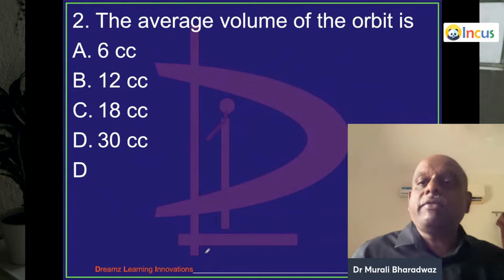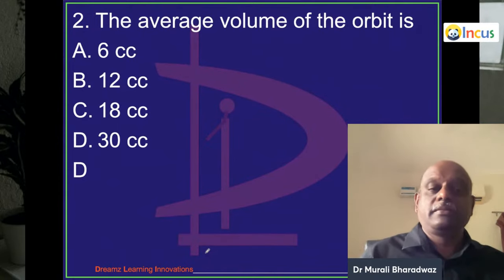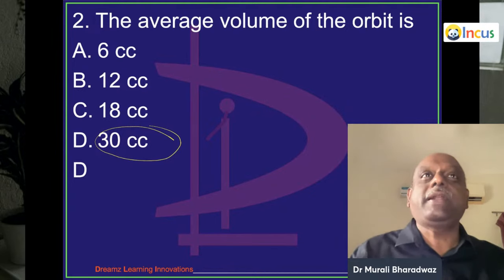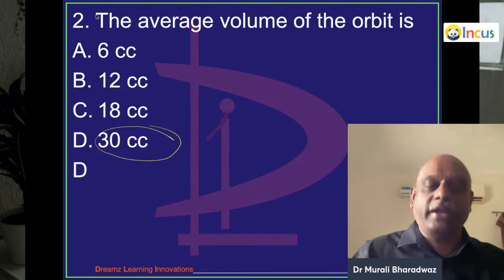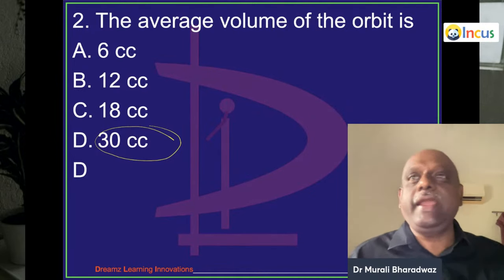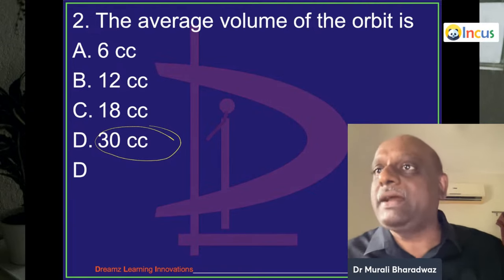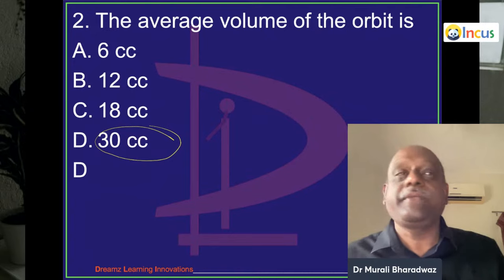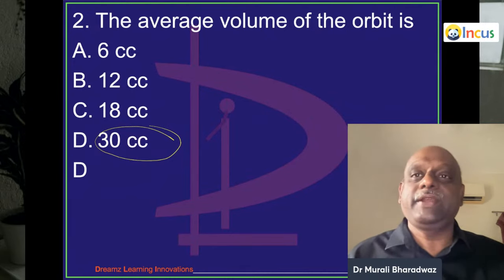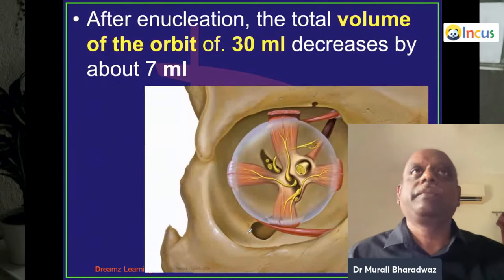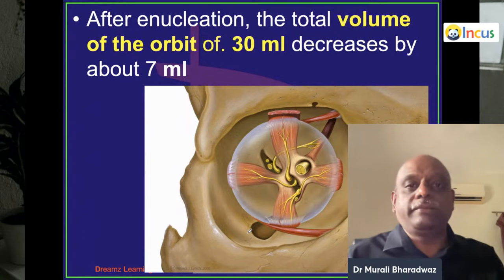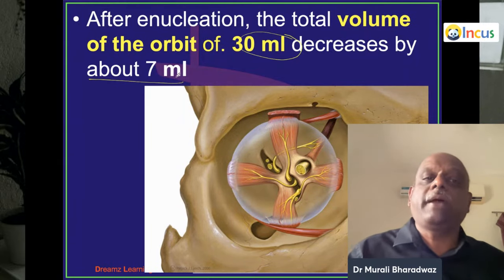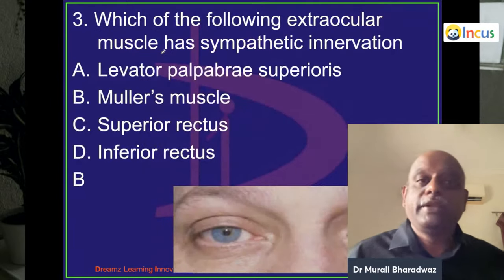Now, what is the average volume of the orbit? This kind of question is like putting a gun on the neck and expecting you to answer. So it is 30 ml, is what you need to remember. Nice to see Manikandan, Pratap Reddy, and many more who are all online. Good. So after enucleation, the total volume of the orbit of 30 ml decreases by about 7 ml.